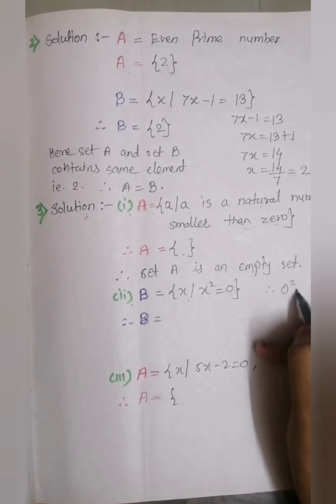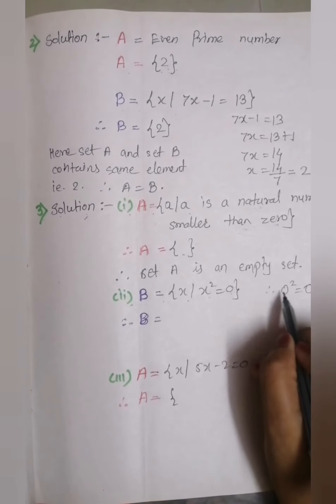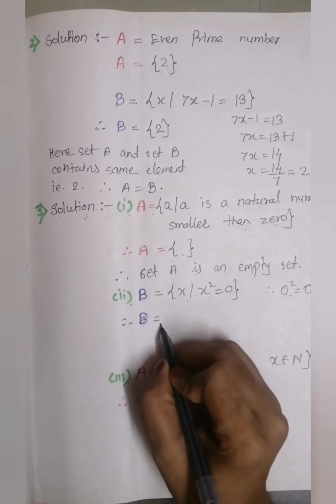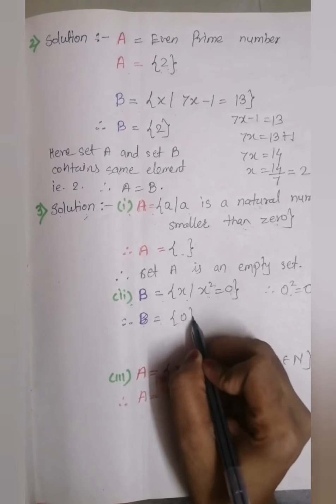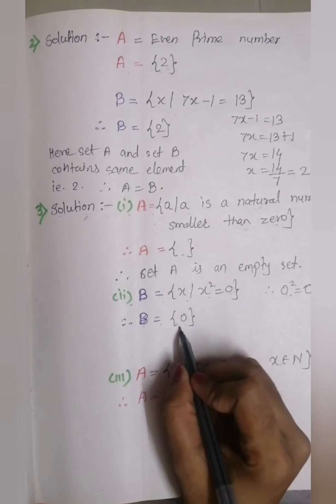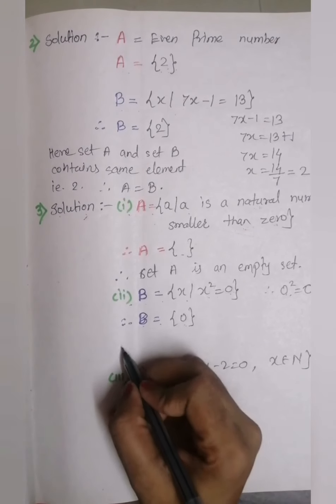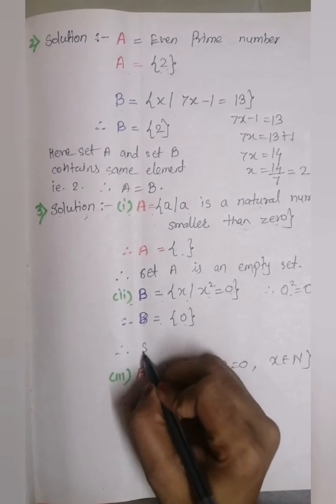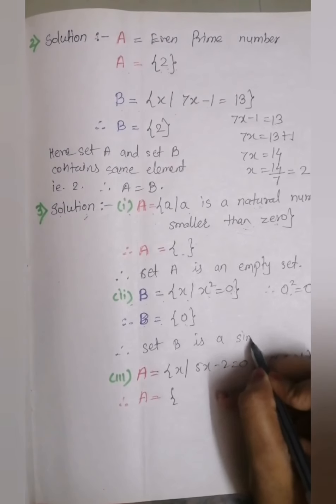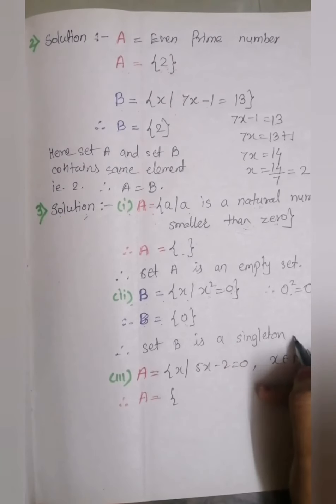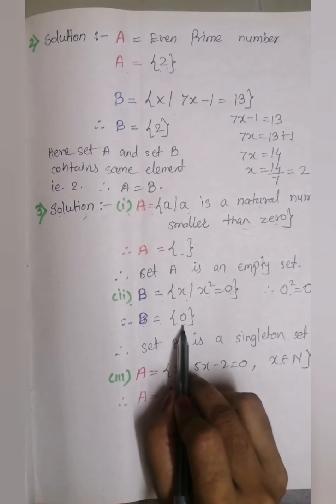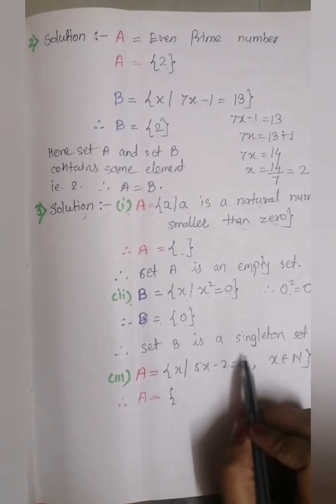Therefore 0 square equals 0. Now what is the value of x? It is 0, right? So write down set B equals {0}. So this is a singleton set that we learned in our definition. Therefore set B is a singleton set because there is only one element, so that's why this is a singleton set.